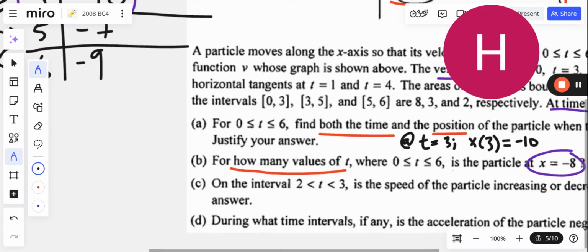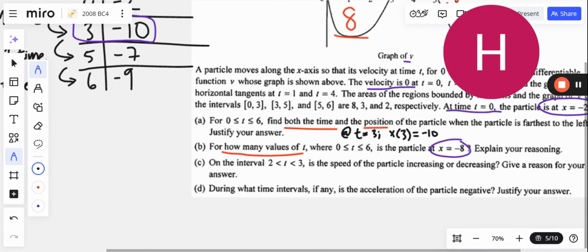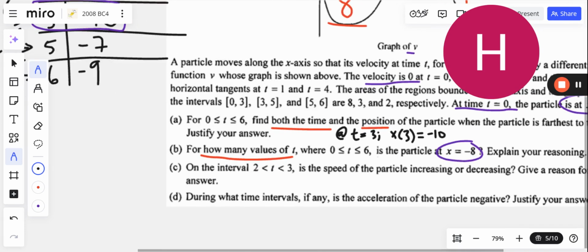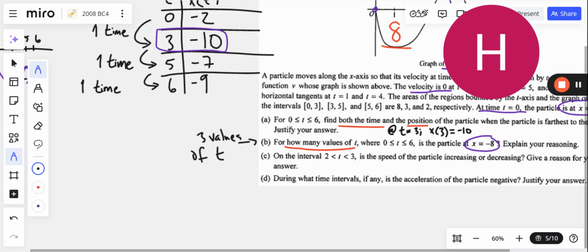So just being really clear about that, I think you could just solve it pretty easily by looking at this chart. So we would say 3 values of t, and if they want us to explain, we can use the intermediate value theorem here. By the IVT.